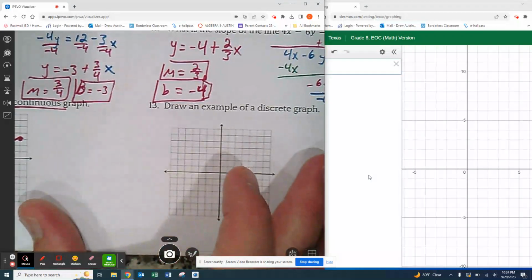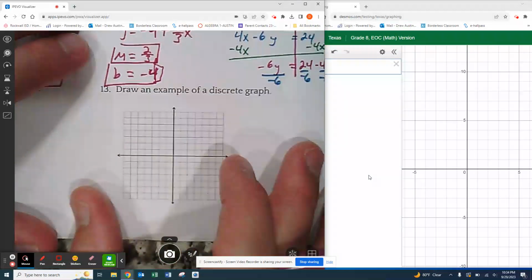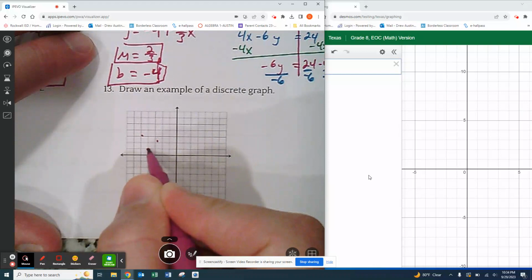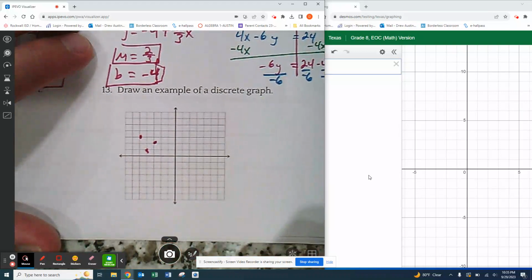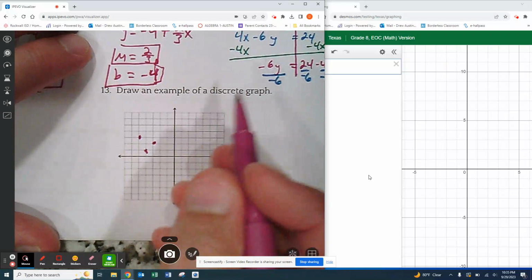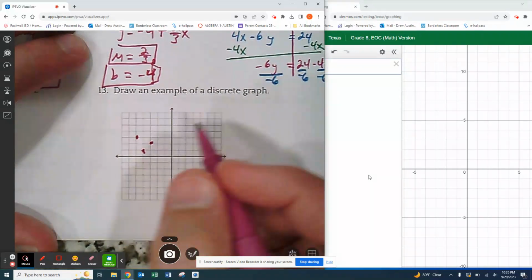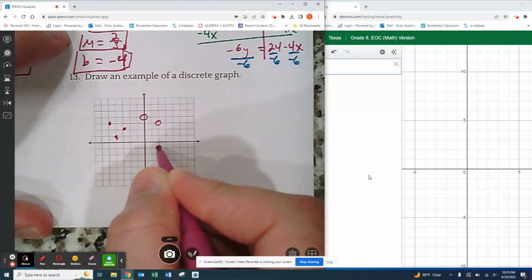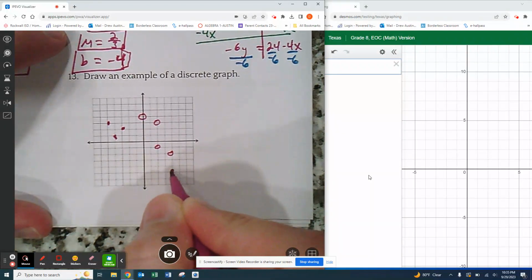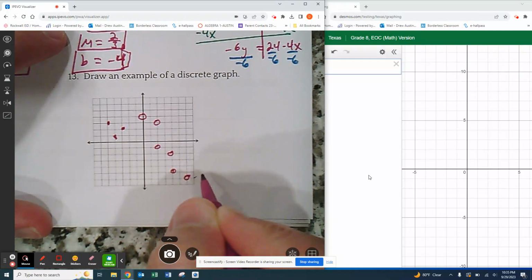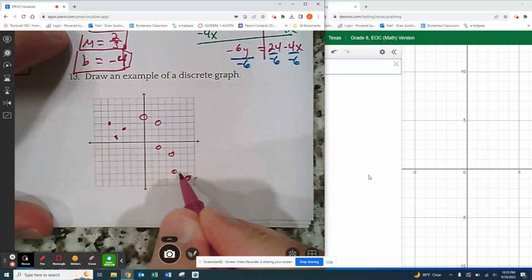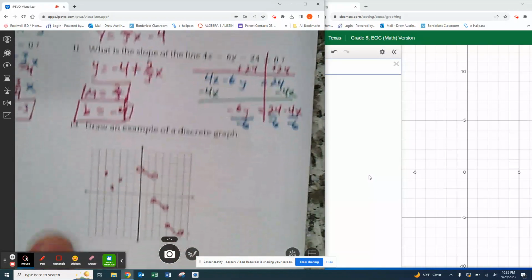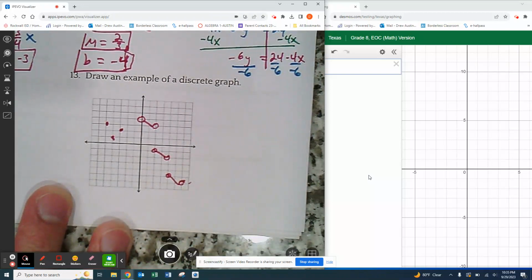Problem 13 says, draw an example of a discrete graph. Well, discrete graphs have breaks in them. So I can go ahead and do something like this and do some points. That's a discrete graph. Okay, it doesn't even have to be a function, so those could have actually lined up. You could also do something like this. Let's do this, and then this, and then this. And let's go ahead and connect some of them. There you go. That's discrete as well. It's discrete because all of those points are open.